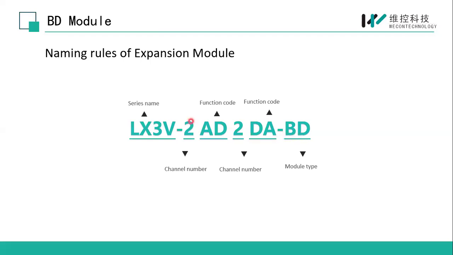For this example, LX3V 2AD 2DA BD. BD means the module type. It means this module has two channels analog input and two channel analog output.